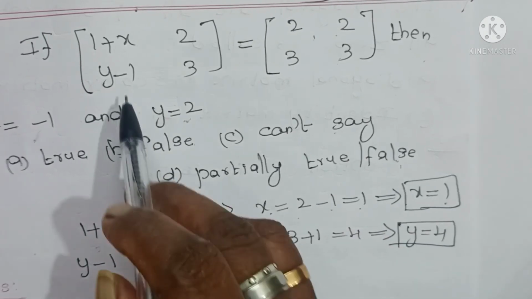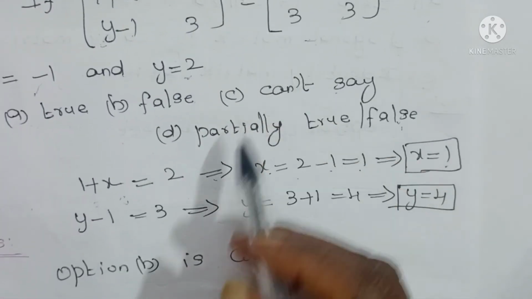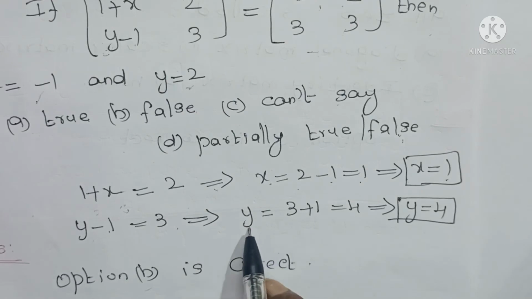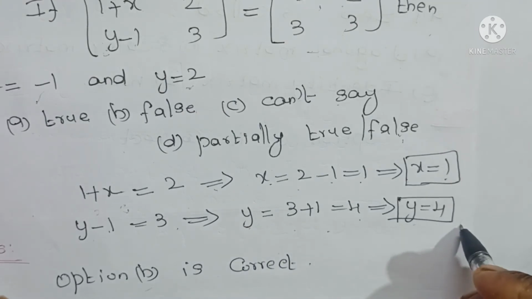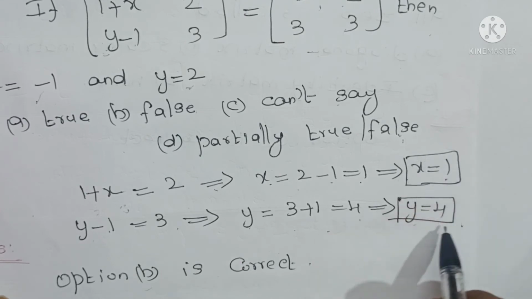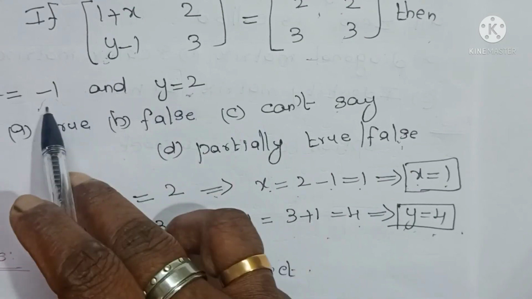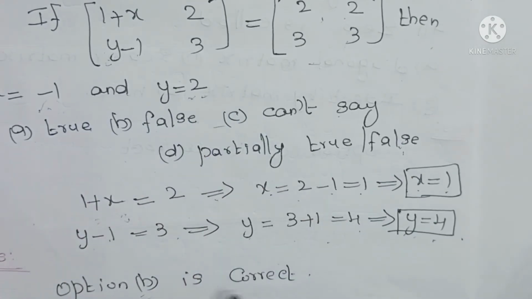Then from this, you can write y minus 1 is equal to 3. You can find the value of y: y is equal to 3 plus 1, which is equal to 4. So the values of x and y are 1 and 4. But here they have given minus 1 and 2. So this is wrong, false. So option B is correct.